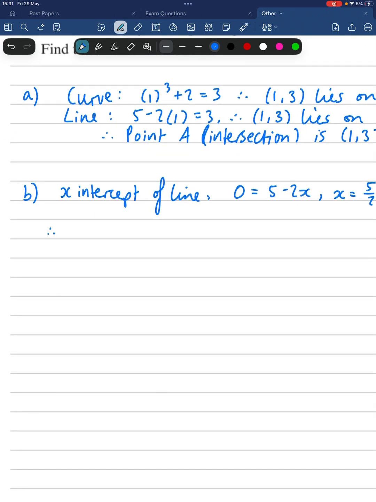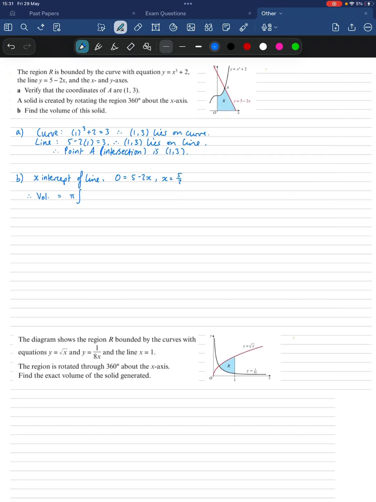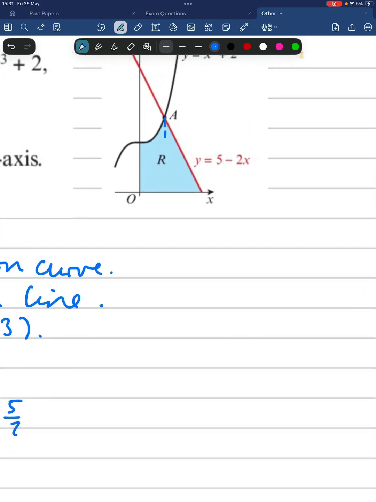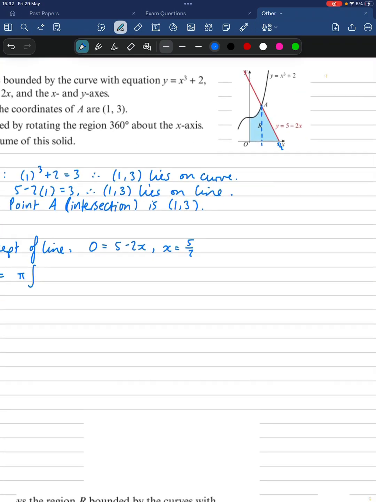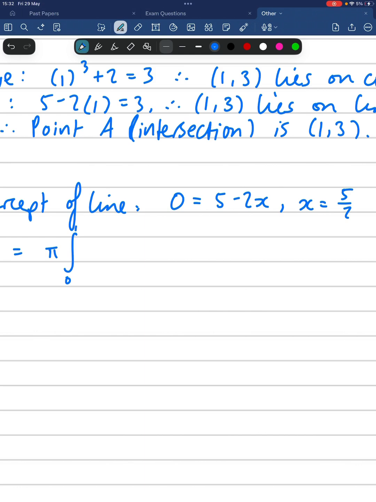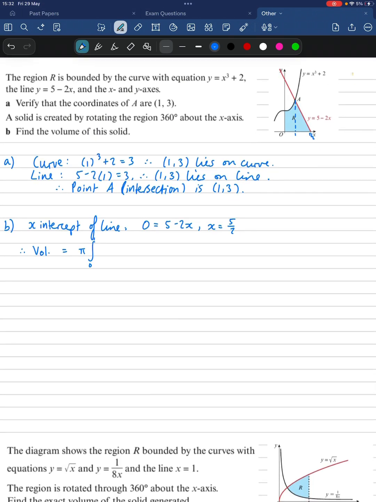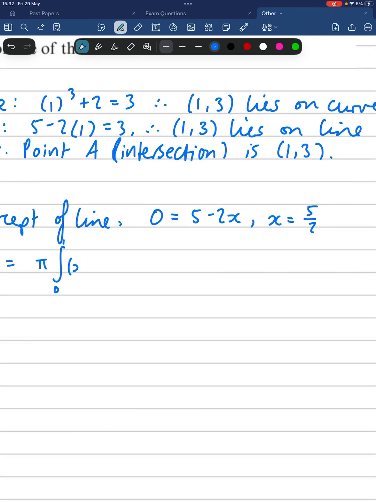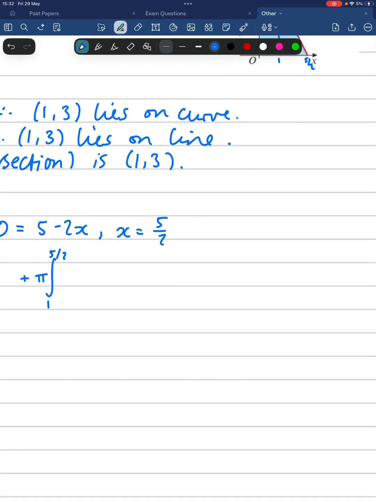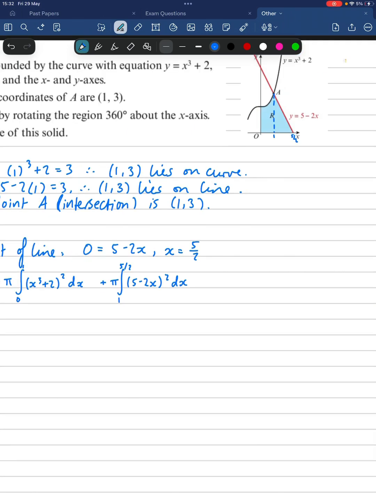Alright, so now we can integrate, so therefore volume will be given by pi times the integral between 0 and 1 of the function, x cubed plus 2, squared, dx, and then we are adding pi times the integral between 1 and 5 over 2 of the line which is 5 minus 2x, and we're squaring that, dx, because of y squared dx.